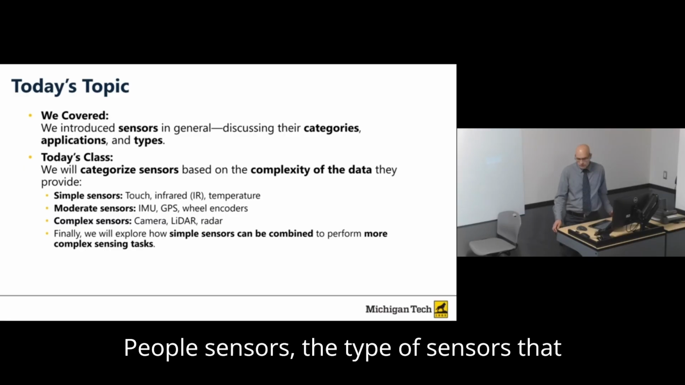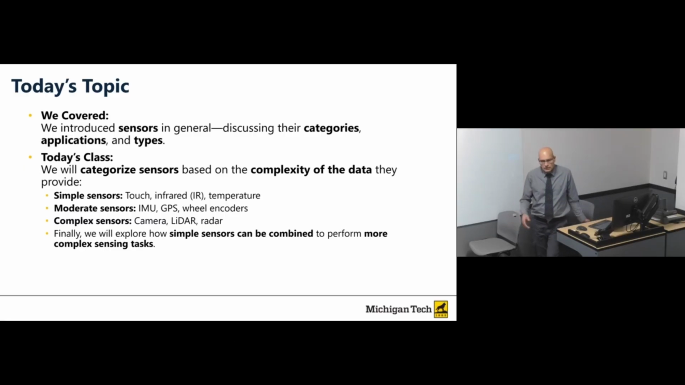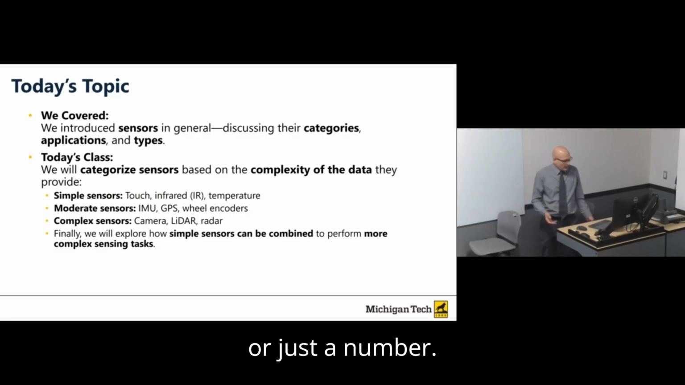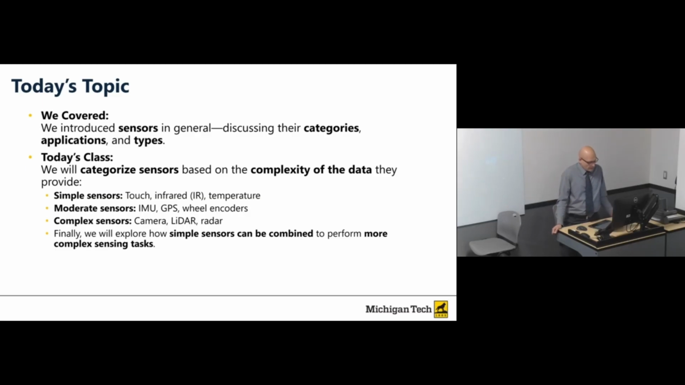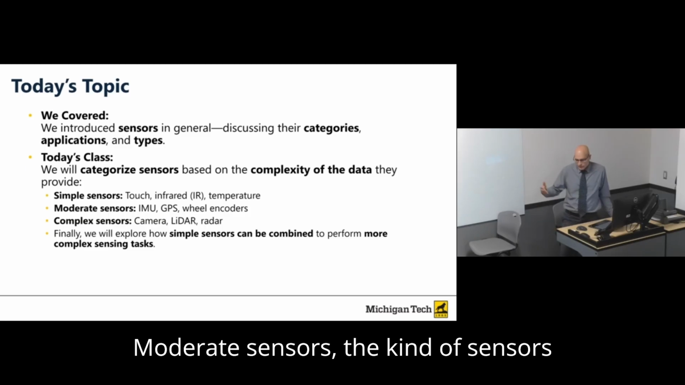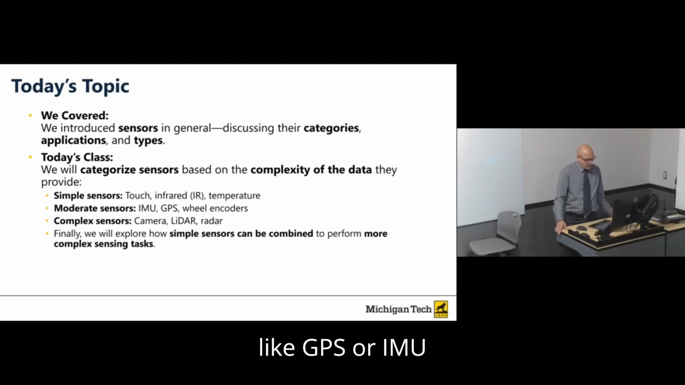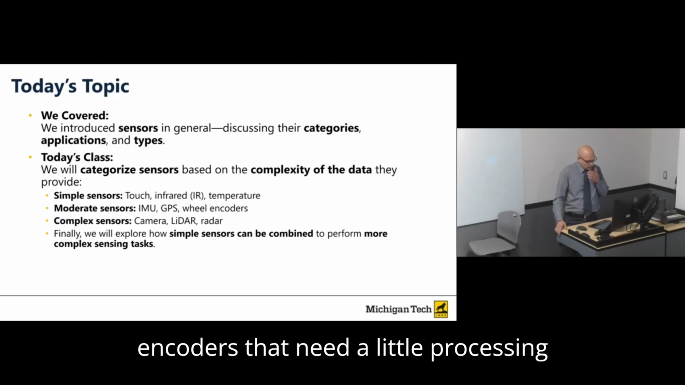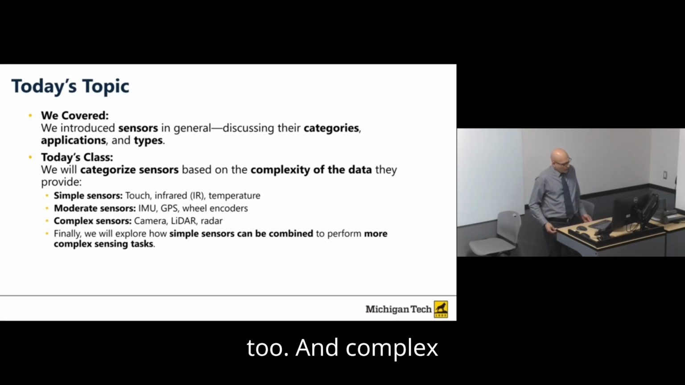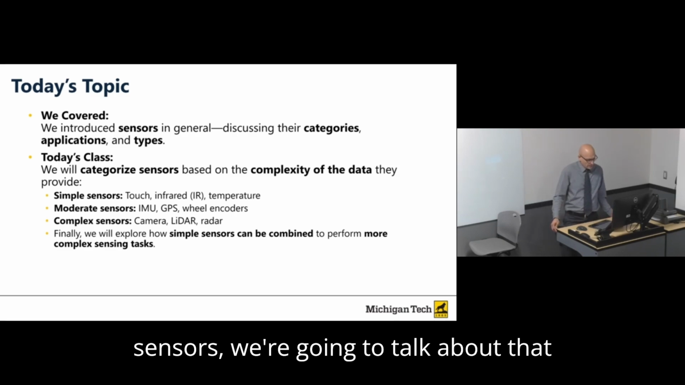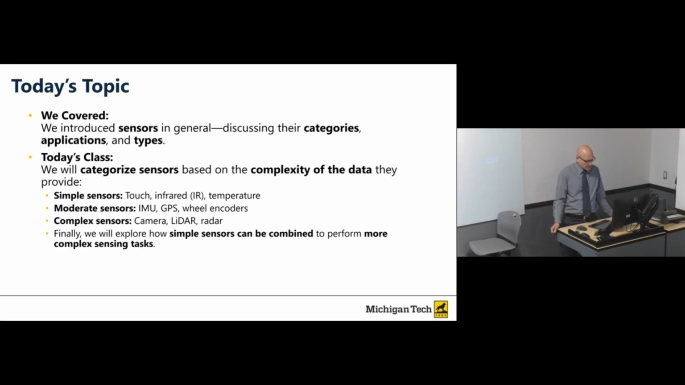Simple sensors, the type of sensors that just give you beats or just a number. Moderate sensors, the kind of sensors that give you a vector of information like GPS or IMU encoders that need a little processing too. And complex sensors, that we're going to talk about next class.